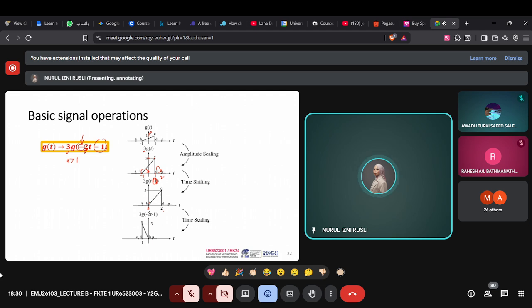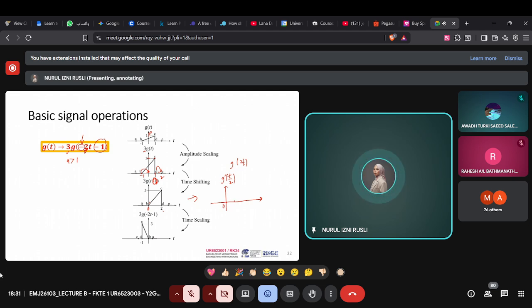And then next, basically, if you do it one by one, next you have those time scaling. So time scaling here, you need to scale of g(2t), for example here. So for your g prime signal, you need to make sure t is divided by 2. So that's why now 0 divided by 2 equal to 0.